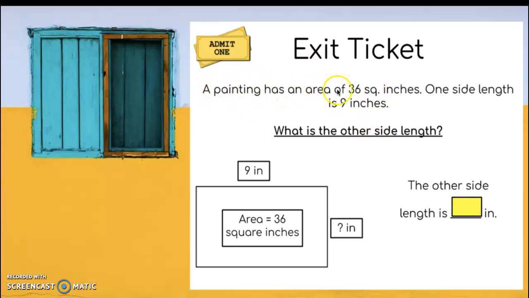A painting has an area of 36 square inches. One side length is 9. So what is our other side? Just like we've done before, what is our other side length? How are we going to figure this out? I want you to take some time, go over this, and figure out what the missing width is. And we'll use this more in our problem set and apply the properties we've been using, the equations, and the number sentences we've been using to find the unknown side.